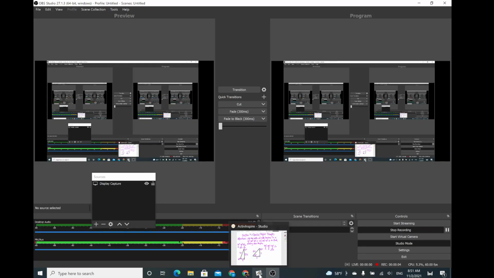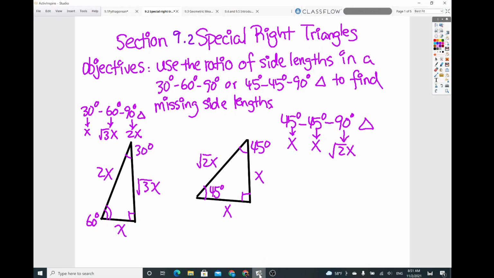So this is Mr. Chen's class again. Today I would like to talk about section 9.2, the continuation of chapter 9, special right triangles. The objectives for today's lesson are to make sure we know how to use the ratios of the side lengths of the special right triangles. One is the 30-60-90 triangle, and the other is the 45-45-90 degree triangle.